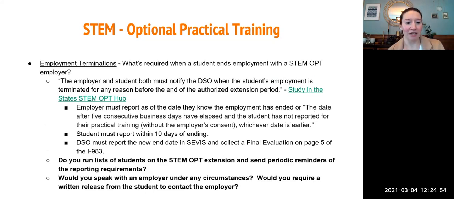One thing that has come up occasionally for STEM extension issues is employment terminations and what is required when a student is ending employment with a STEM OPT employer. And this is a helpful situation where I've gone back to the Study in the States STEM OPT hub, because it really does a good job of breaking down what the requirements are for the student, the employer, and the DSO. So I find that breakdown to be fairly useful.